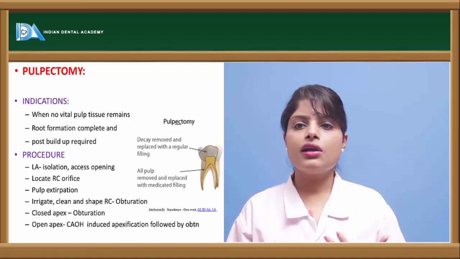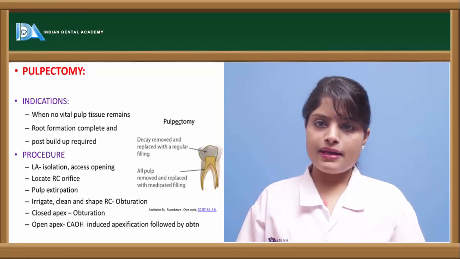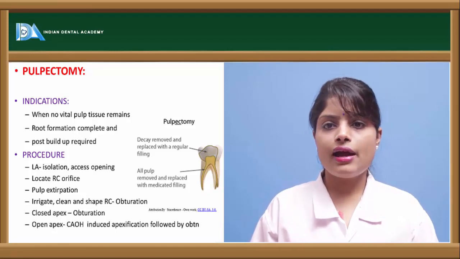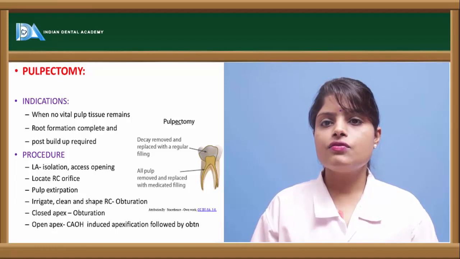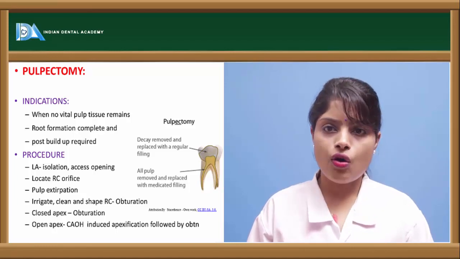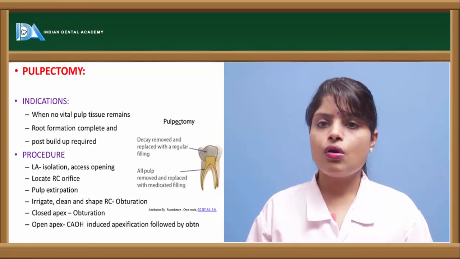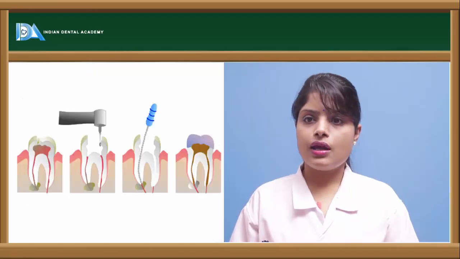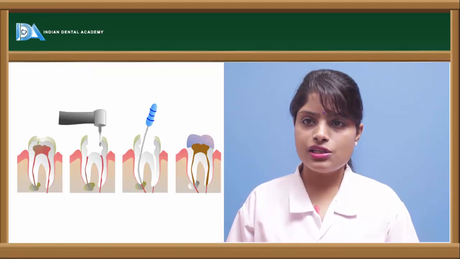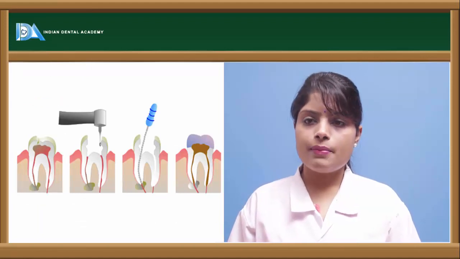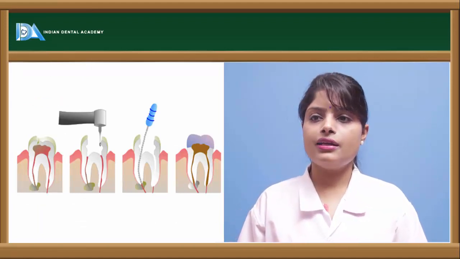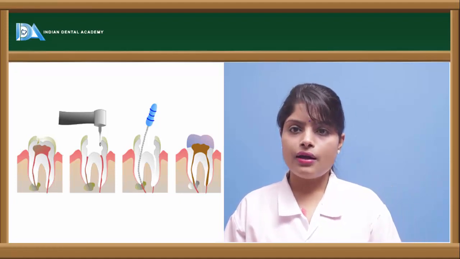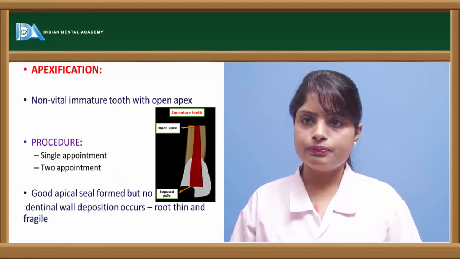That means in cases of closed apex, obturation is done, and in open apex only calcium hydroxide or a material which induces cementum and dentine formation like Metapex or MTA should be used. Here we can see the pictorial representation of the same, the coronal chamber being removed, the biomechanical preparation being done, and finally obturation is done by a resorbable material.